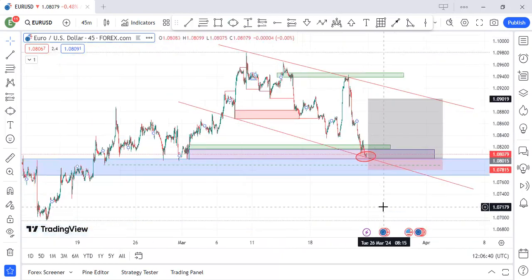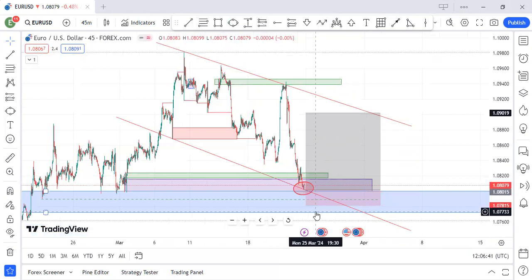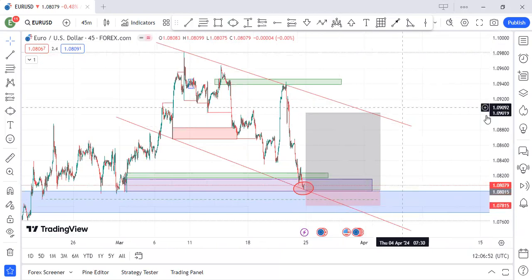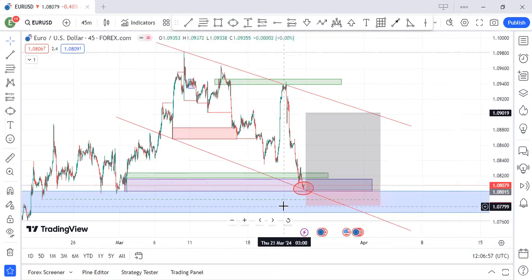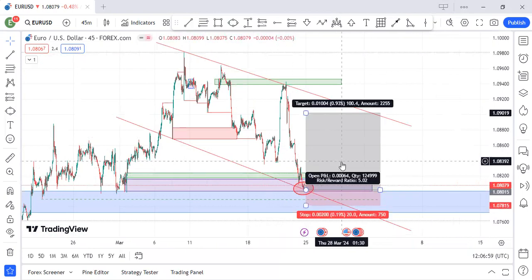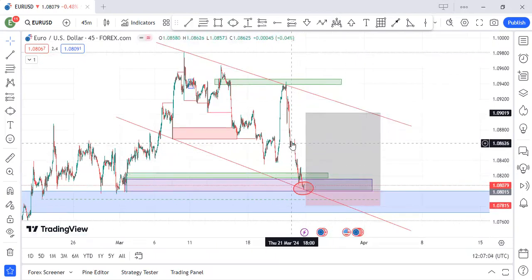So the entry for Euro USD, we have 1.08015 as the entry and the SL 1.07815 and the TP 1.09019. So this 100 pips, like I told you, knowing that we are actually trading, let's call it, against the trend, against the foreign market trend, right? So you can just take the first 50 pips. Let me measure it out and give you the number.